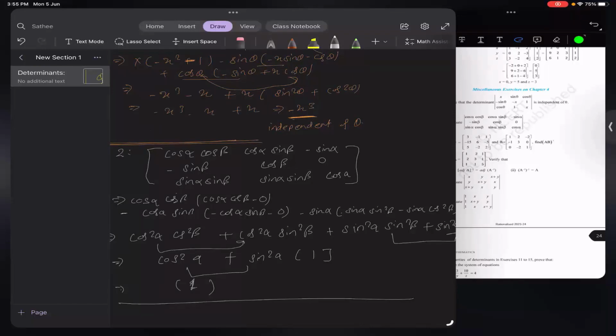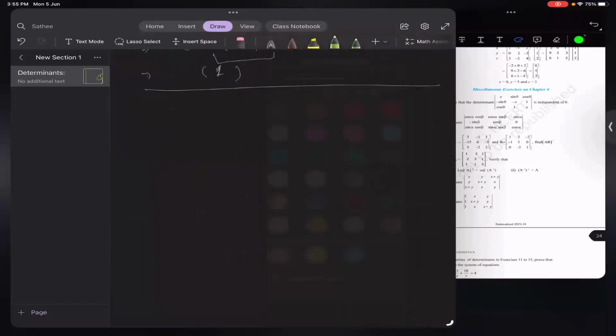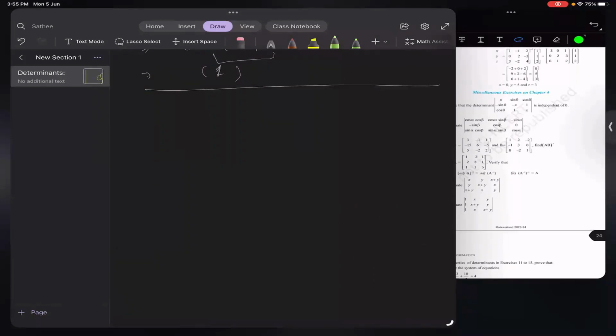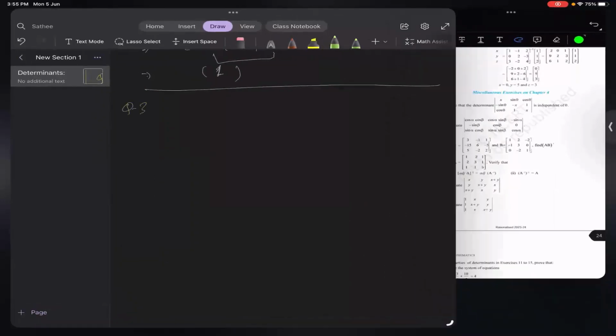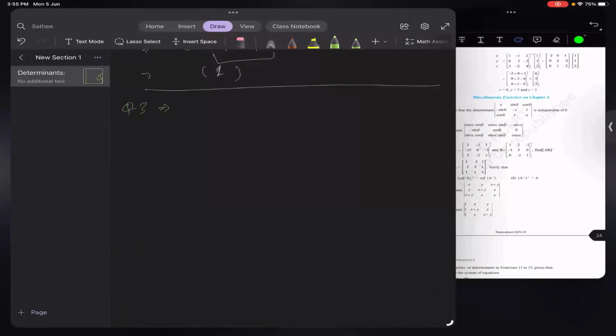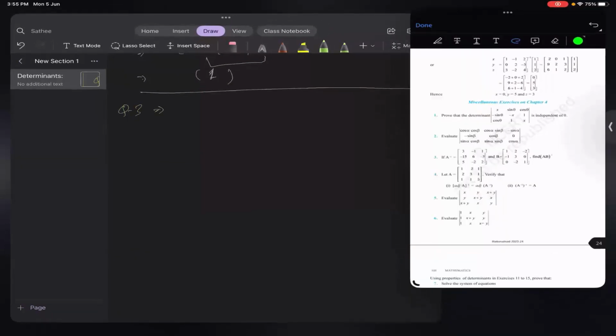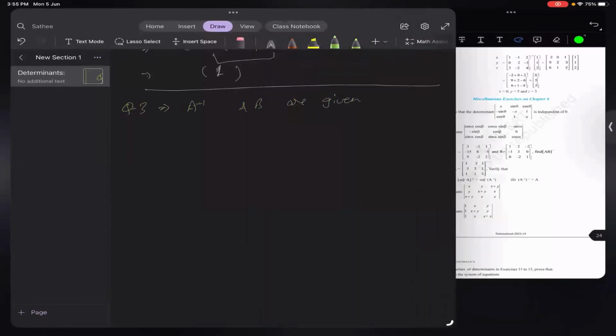So that's all about this question, and now if we move to question number 3. Question number 3 is basically you are given two matrices. Let's say A inverse is given, and you have to find AB inverse. You know that AB whole inverse is equal to B inverse A inverse. Now you are already given A inverse, so you have two ways.